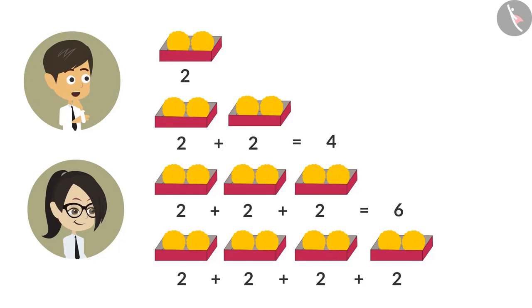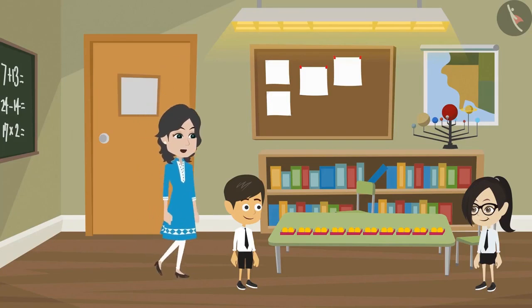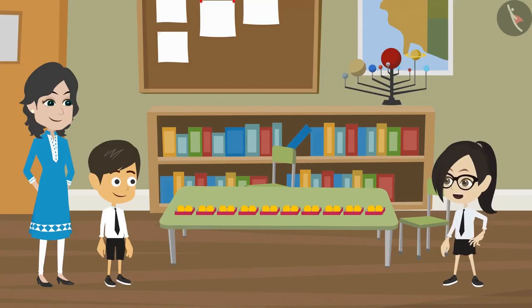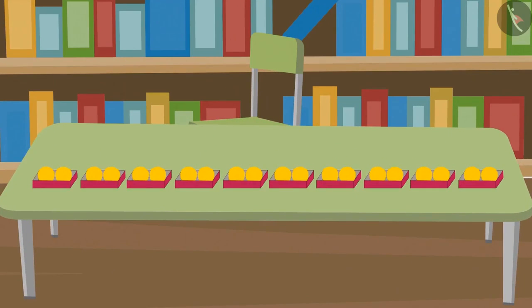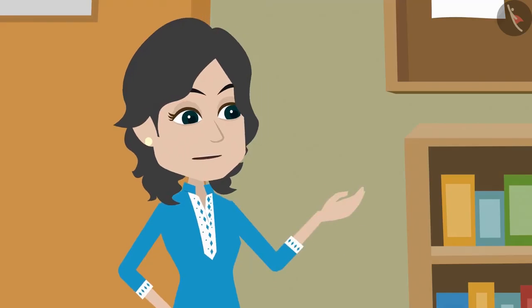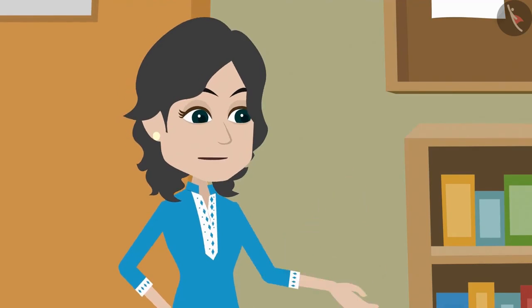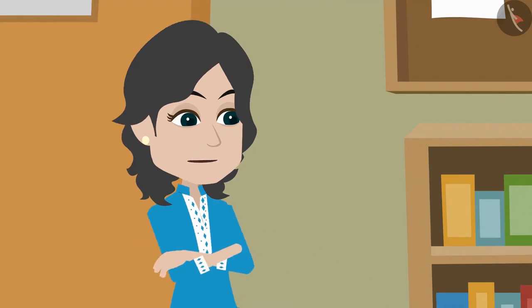After adding 2 4 times, the answer is 8. Riyansh and Vandana, what are you counting? Madam, there are 2 laddus in each of these boxes. We are trying to find the total number of laddus in these boxes. That is very easy.